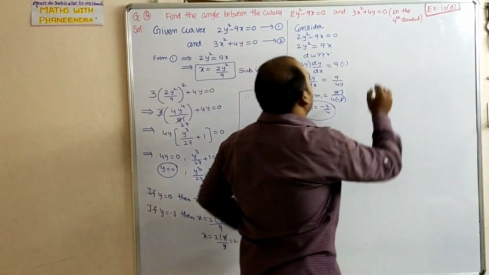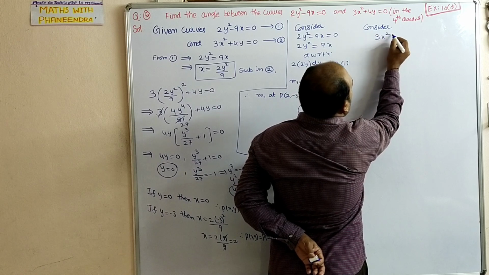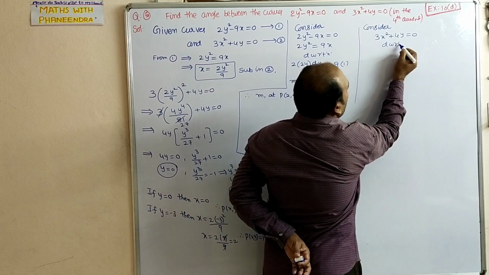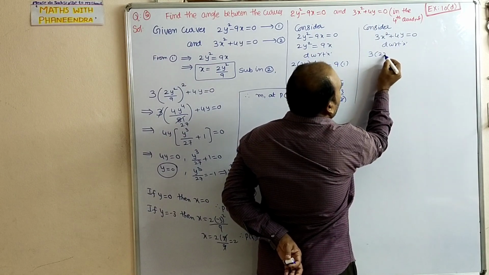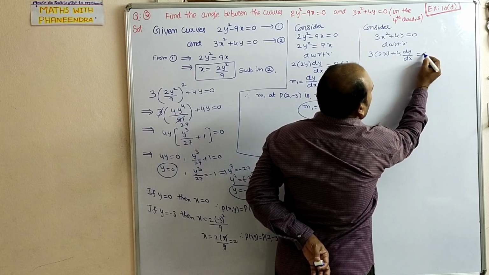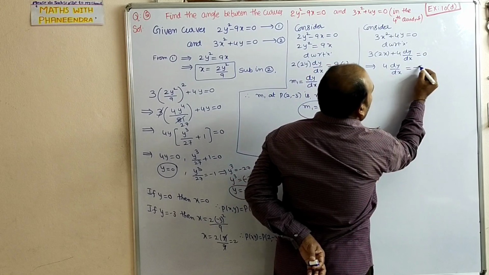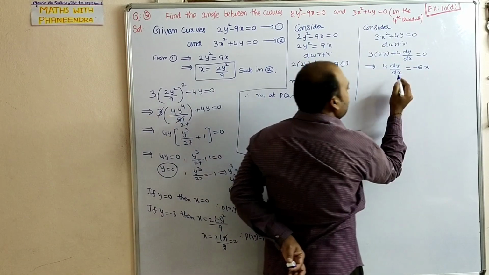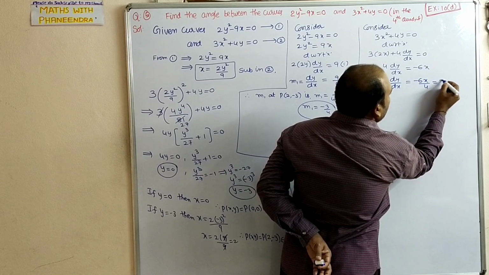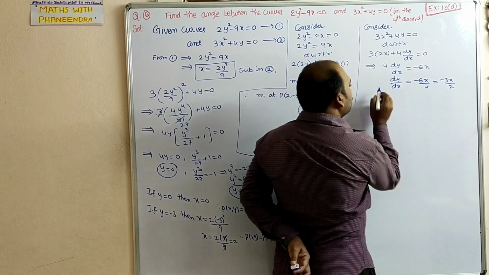Similarly, consider the second curve. Consider 3x square plus 4y equal to 0. Differentiate with respect to x. 3 into x square derivative is 2x, plus 4 into y derivative is dy by dx, equal to 0. That implies 4 dy by dx is equal to minus 6x, taking 6x to this side. So dy by dx equal to minus 6x by 4, which is equal to minus 3x by 2. This is the second curve slope.